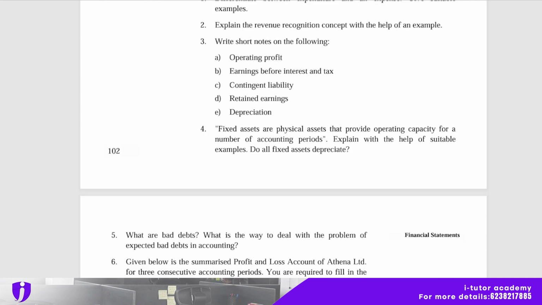And in this chapter you just try to learn with examples. It will be easier, because everything is about accounting, financial statements, balance sheet. So you may feel it is difficult, but it is very easy. You just try to understand with the examples. Okay, and write short notes. You just prepare these short notes because most of the questions from this chapter may be short note based: operating profit, earnings before interest and tax, contingent liability, retained earnings, depreciation.